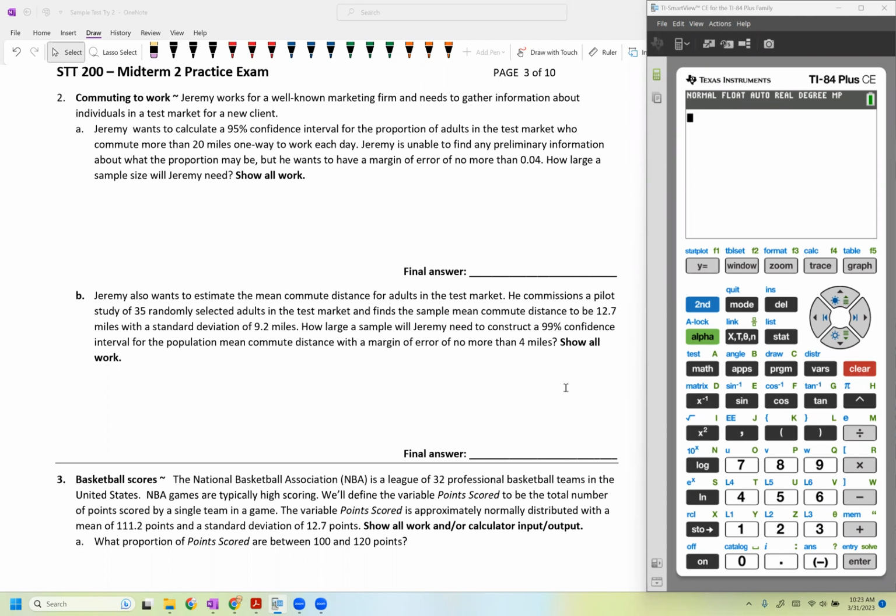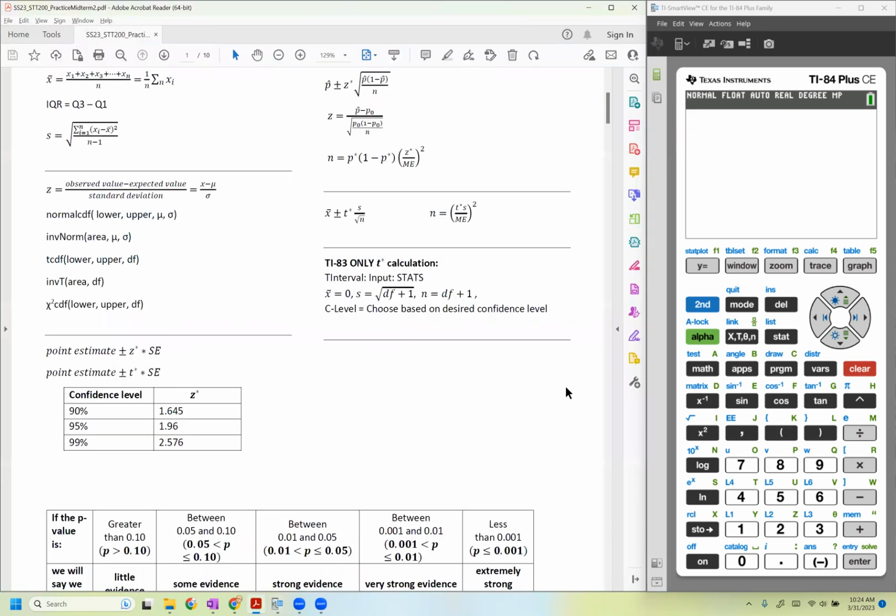Jeremy is unable to find any preliminary information about what the proportion may be, but he wants to have a margin of error no more than 4%, 0.04. How large must the sample size be? Well, luckily for you, you are given a formula to help you decide that. This is the proportion formula: n equals p star times 1 minus p star, times z star over the margin of error, squared.